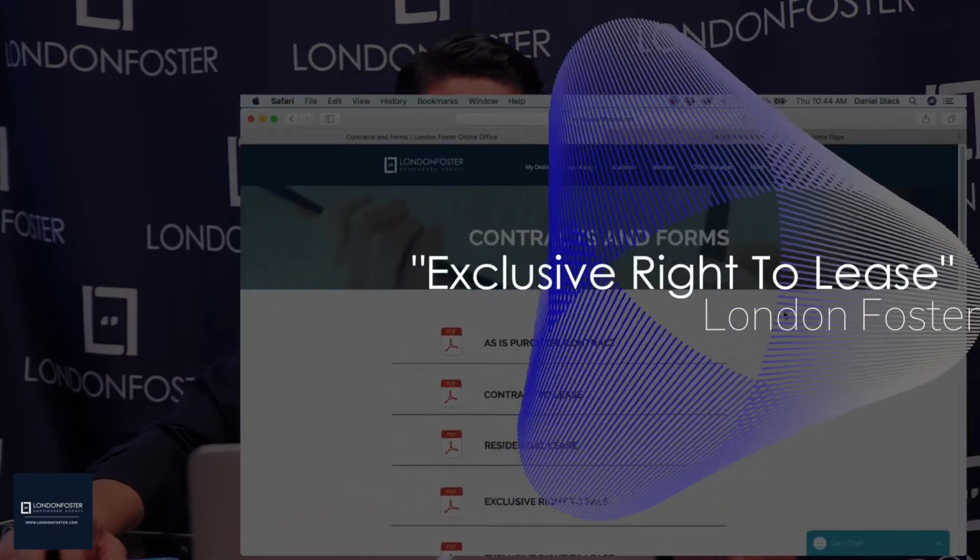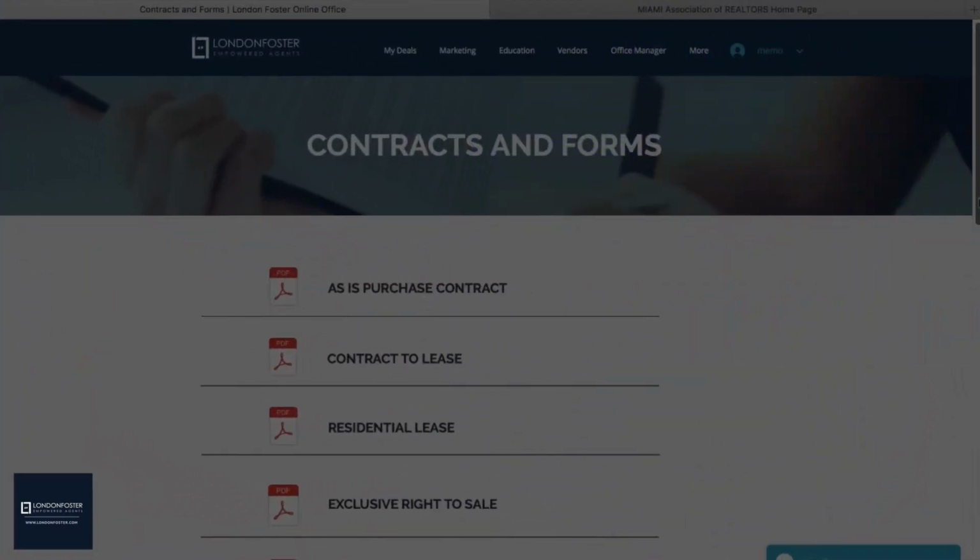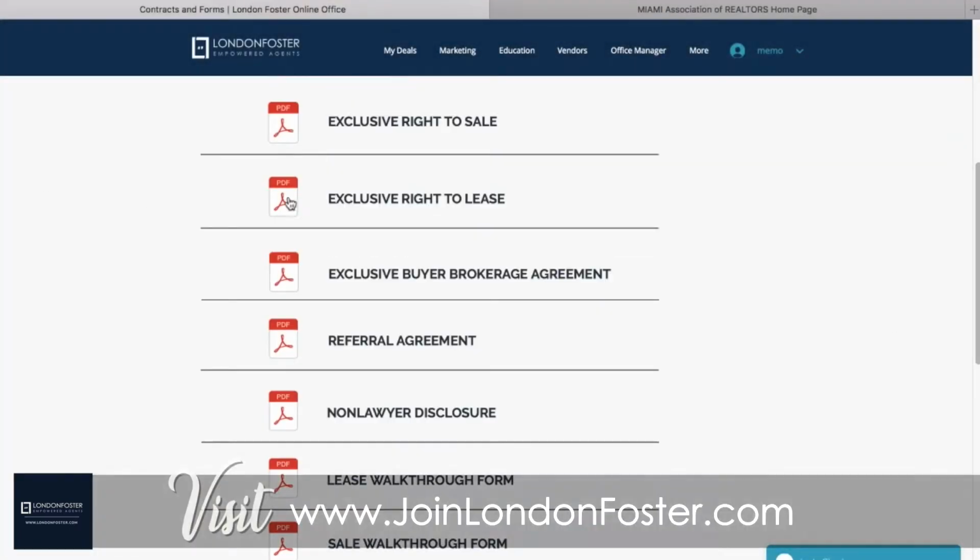We're going to be going over a section of our back office, www.londonfoster.net. We're going into the office manager, and under the office manager, we're going to go into contracts and forms. In this section, we have downloaded the most important contracts and forms that realtors work on. Today we're going to go over the exclusive right to lease, which is basically your listing agreement with your seller.